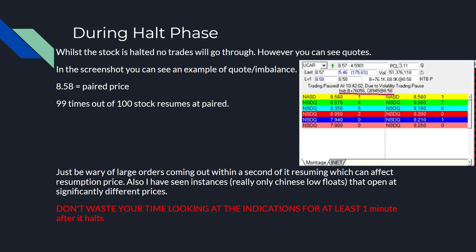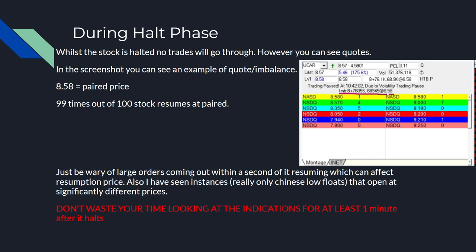Now, I'd say the more important is the paired and the price. So the paired is pretty much the volume that's going to go when it resumes the print. 68k is going to get printed pretty much at 8:58. So that's how you're going to know where it's going to open at. Now on DAS, for example, you can only see this for Nasdaq names. NYSE names you will have to use another platform or another way. It's kind of annoying. And I'll say 99 times out of 100 it will resume at the paired.